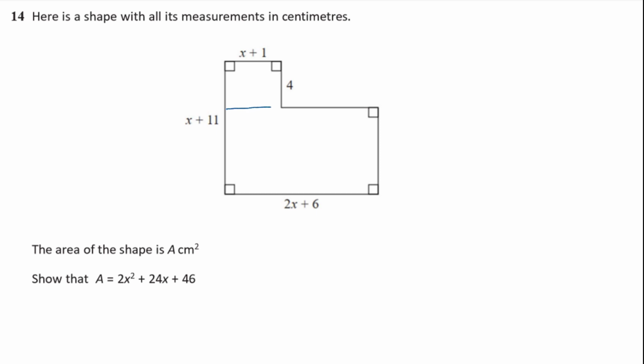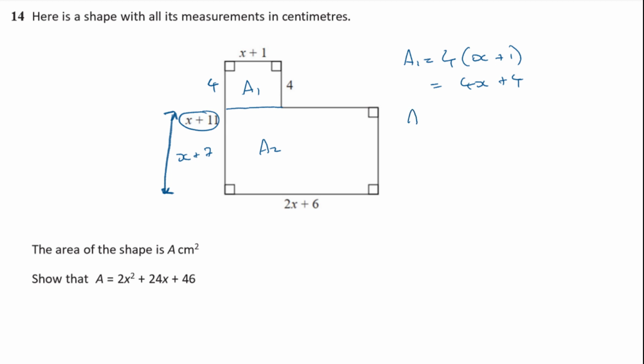If I break it into two rectangles, then I can work out the area of the rectangles separately and add them up, can't I? Now, if I do that, then I'm going to have to change this one here, isn't it? Because if that's 4, then the bit from here to here is going to be 4 less than x plus 11. So that is going to be x plus 7, isn't it? Okay, so the top rectangle has an area of, let's call this A1 and A2. So A1 is going to be 4 times x plus 1, 4 lots of x plus 1. Removing the brackets, that's 4x plus 4, isn't it?